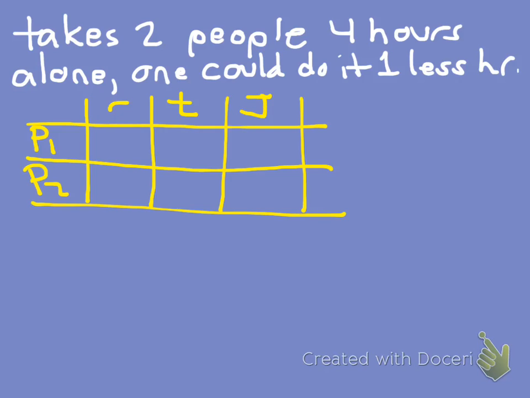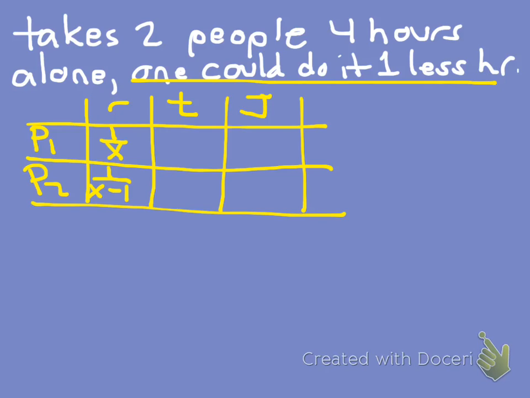So about those rates, well, their rates are different. One of the workers does work faster than the other because it says here that one of them could do it in one less hour. So if person 1, his rate is 1 over x, because he could finish the job in x hours, then person 2, his rate is 1 over x minus 1. He would take 1 less hour. He's the person working faster.